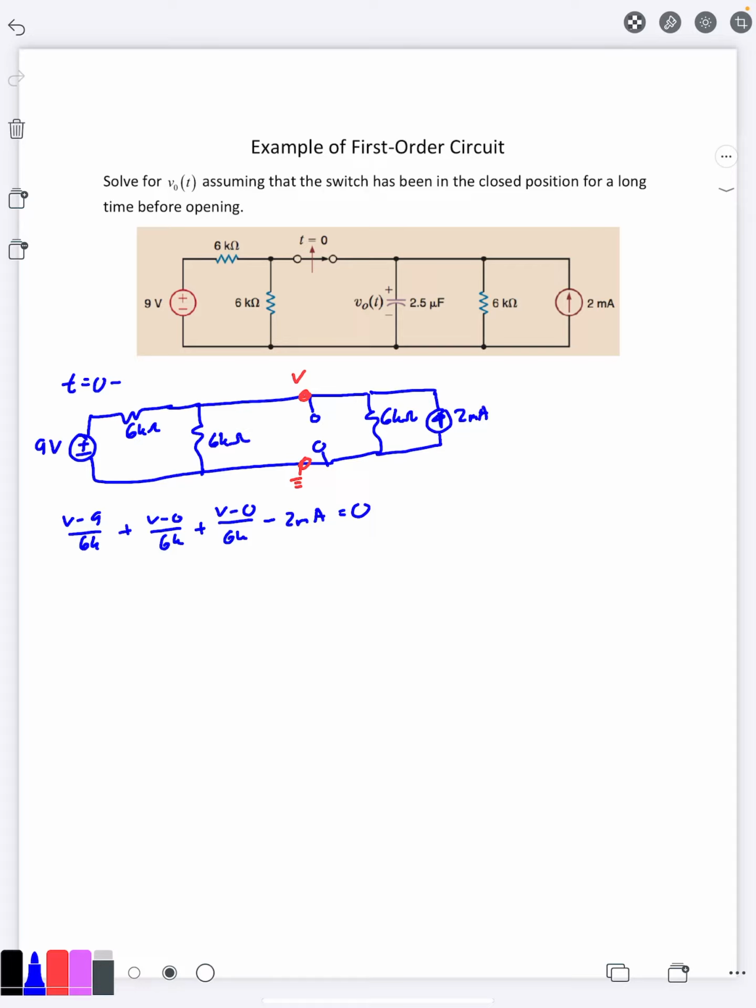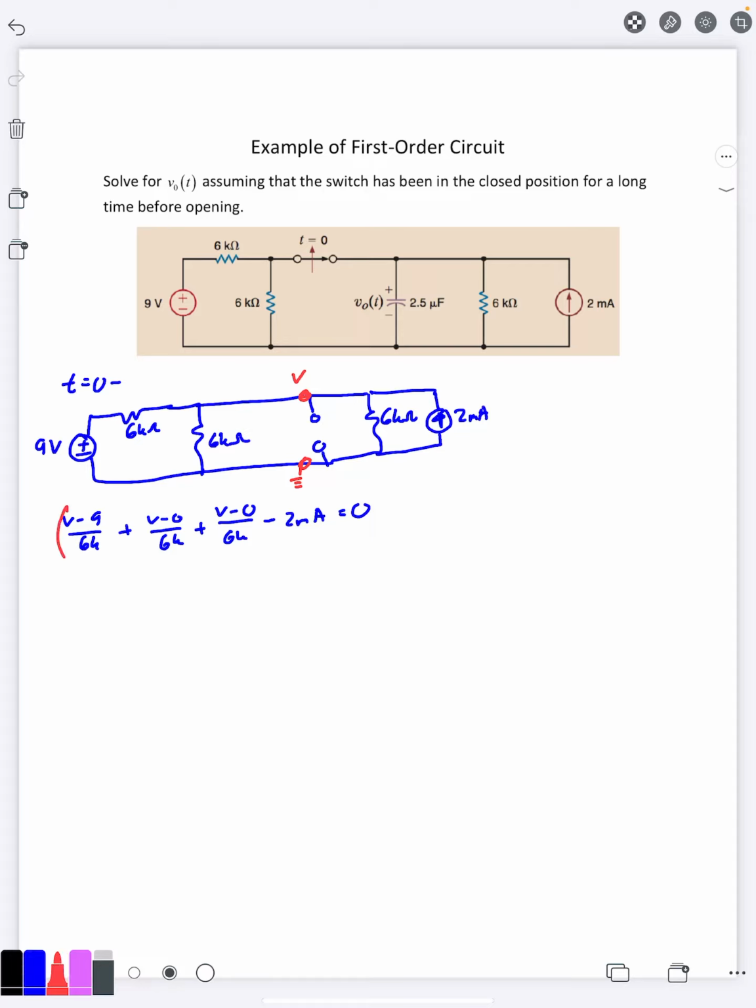Now, we can go ahead and maybe use node voltage here. We'll call this, say, V. So current going left would be V minus 9 over 6K. The current going left and down would be V minus 0 over 6K. The current going right and down, V minus 0 over 6K. And then the current going down on the far right is really negative 2 milliamps.